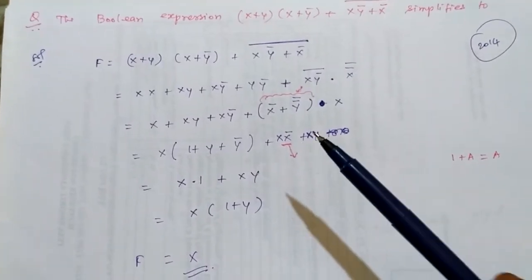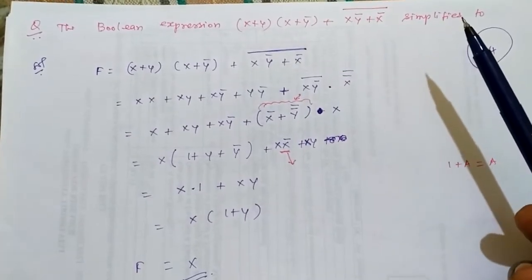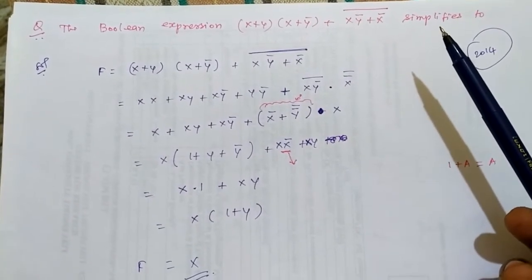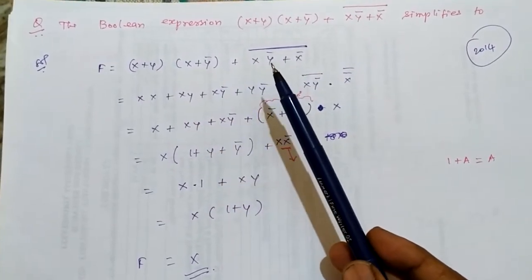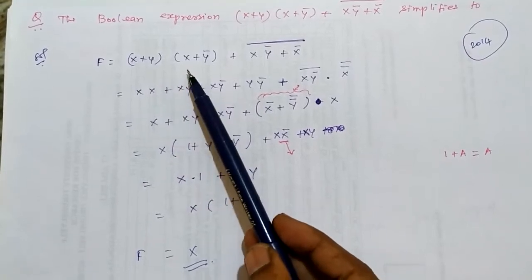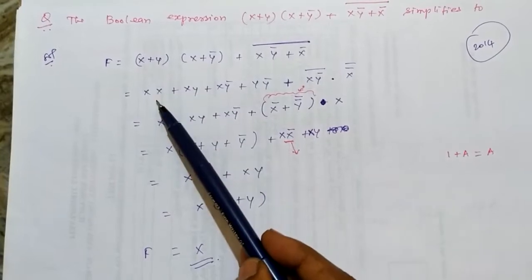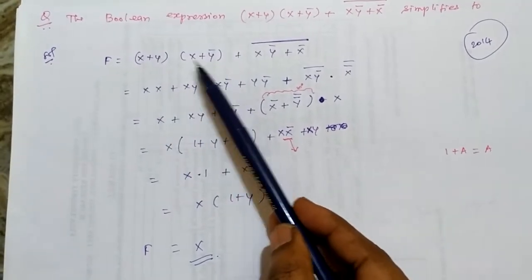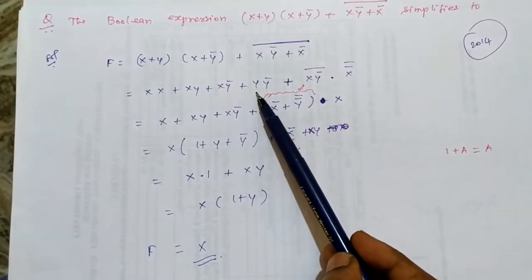Next question. The Boolean expression is given. We have to simplify the Boolean expression. So let us once again write the Boolean expression here. Now these two terms are getting multiplied. This x is multiplied with x plus y. So x, xy. This y bar is multiplied inside, that is xy bar, y bar.